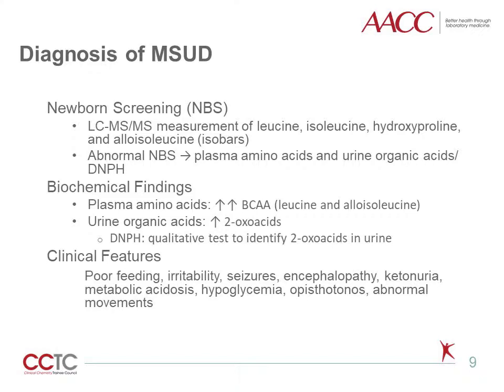While newborn screening is useful for the early detection of maple syrup urine disease, definitive diagnosis is made by identifying the clinical features of the disease, plasma amino acid quantification, and urine organic acid profiles.